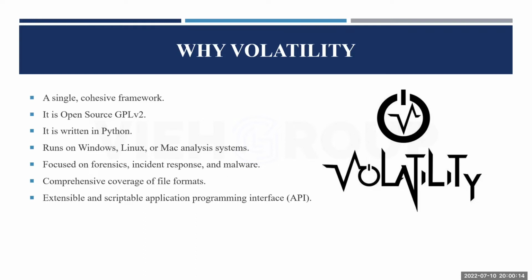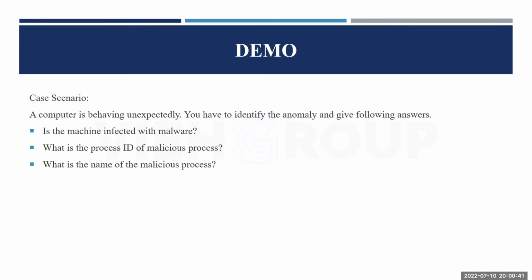And the next feature is an extensible and scriptable application programming interface. For example, if you use Volatility to drive your malware sandbox, it performs virtual machine introspection, and you can explore memory in an automated fashion. These are all the important features of Volatility. And now let us proceed with a demo using Volatility.